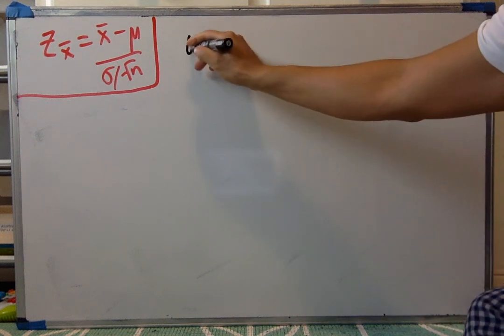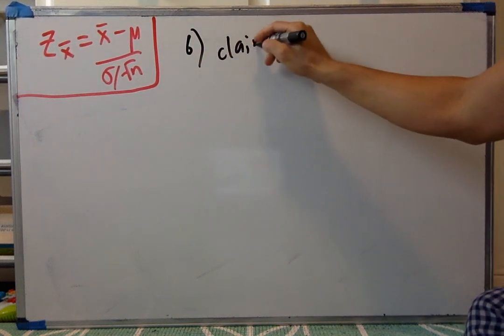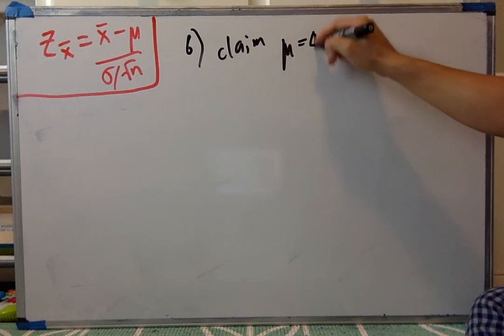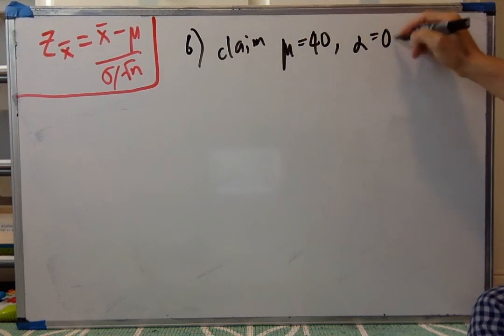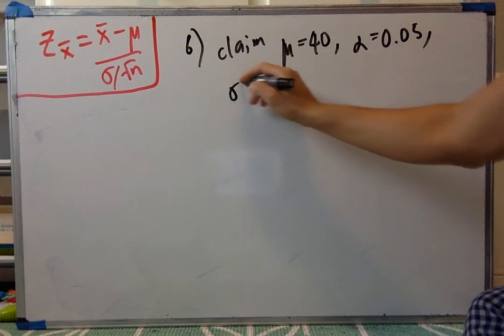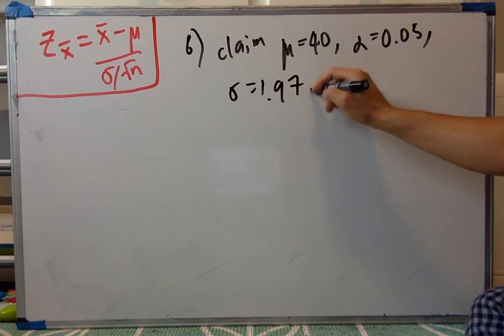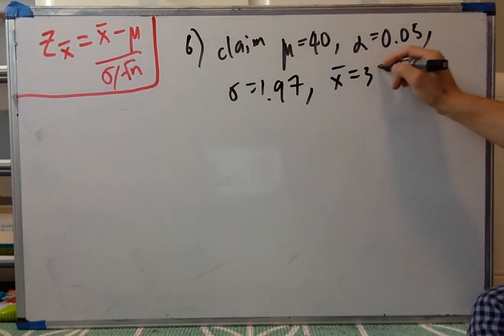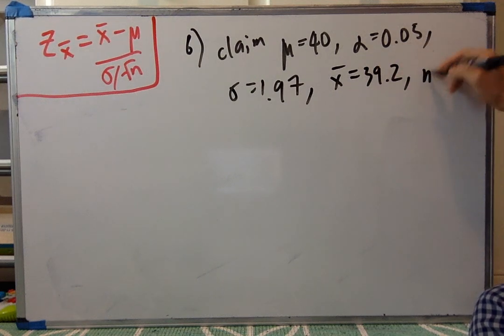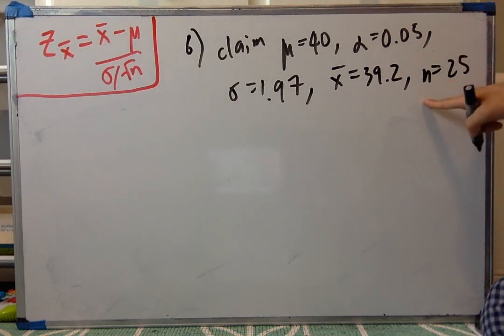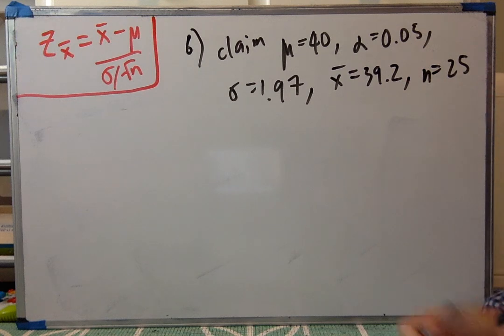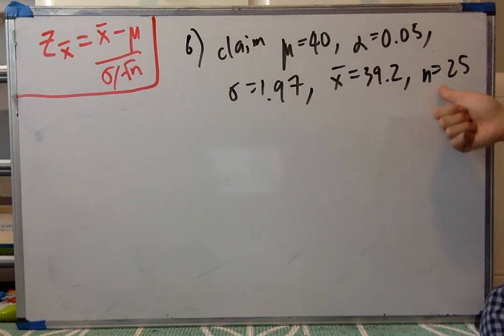Okay, number 6 first. So the claim is that mu is equal to 40, alpha is 0.05, sigma is 1.97, the x bar is 39.2, and n is equal to 25. Notice right off the bat, n is less than 30, so that means we might have a problem. We have a problem because it's not 30 or more. That means we aren't guaranteed a normal distribution, which means we can't do anything unless the population is normally distributed.